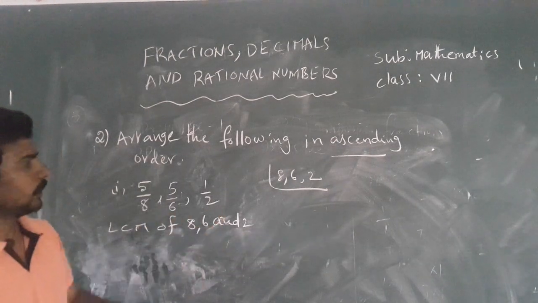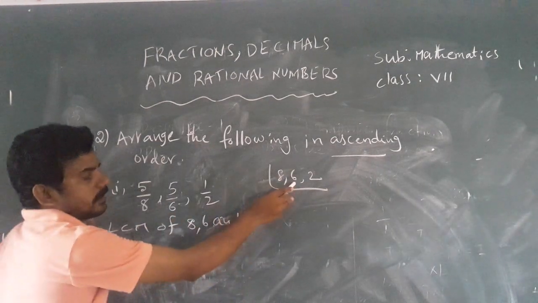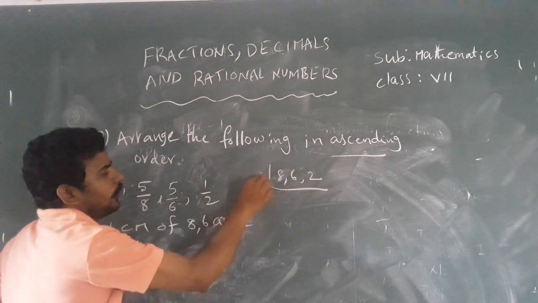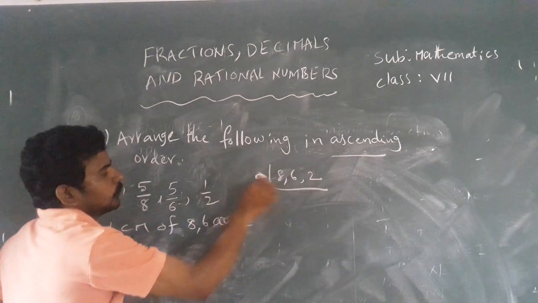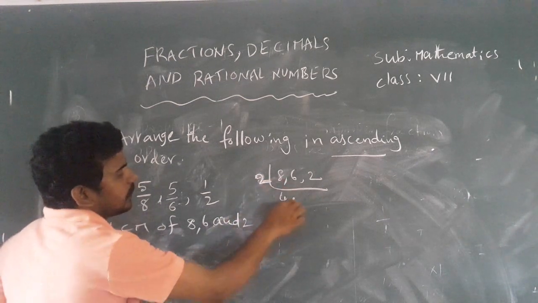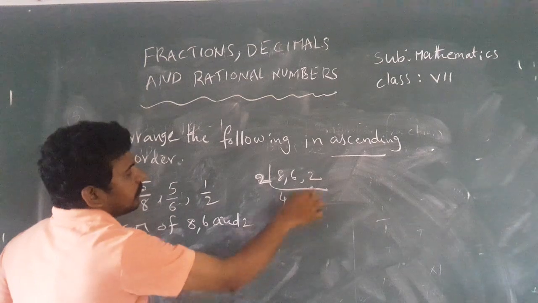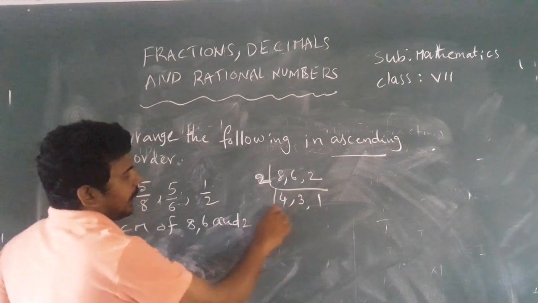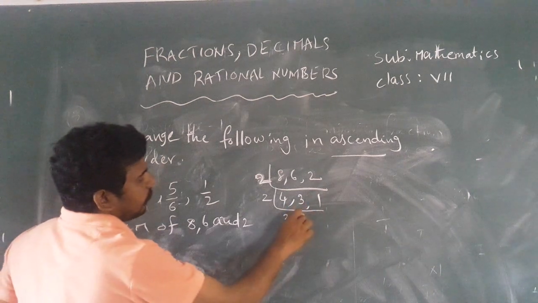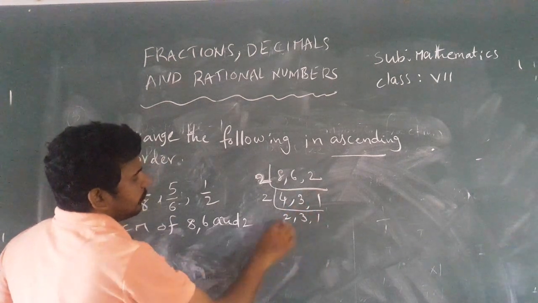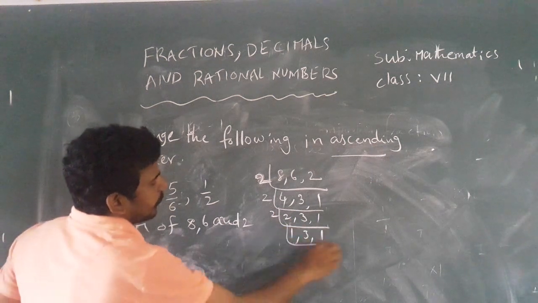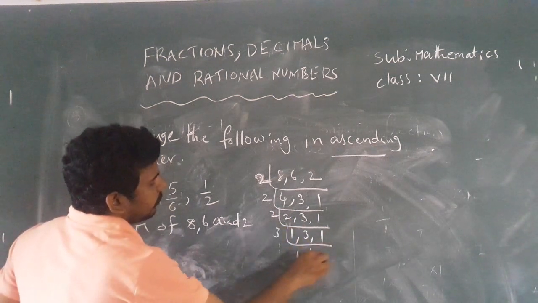Take these three numbers, 8, 6, 2. 8 is an even number, 6 also even, and 2 also even. So 2 divisible. In 8, 4 times, in 6, 3 times, in 2, 1 time. Now take 2 table: 2 in 4, 2 times; here 3 not divisible, so 3; 1. Now take 2, 1, 3, 1. Now take 3, 1, 1.